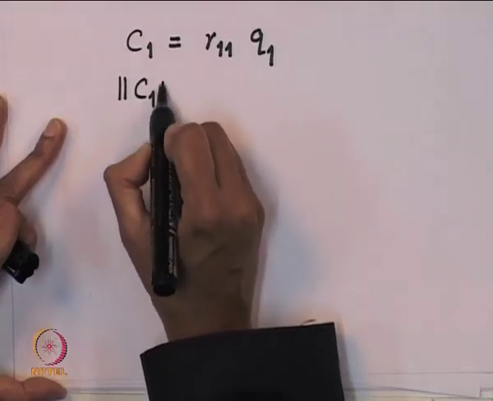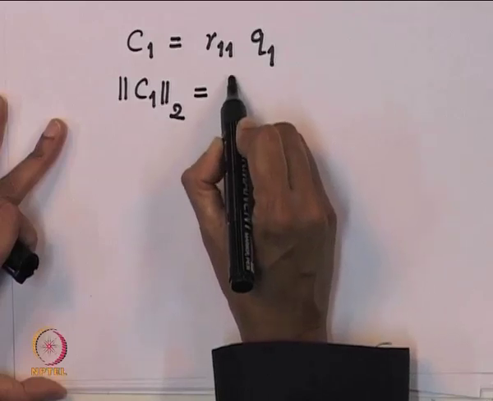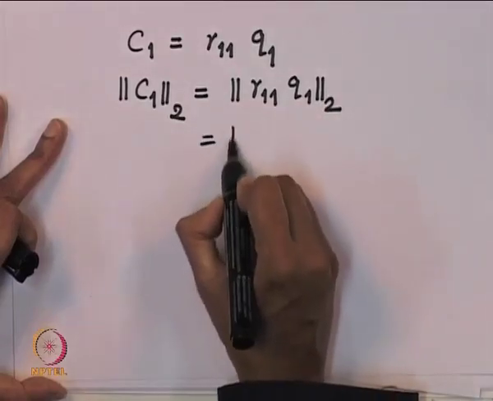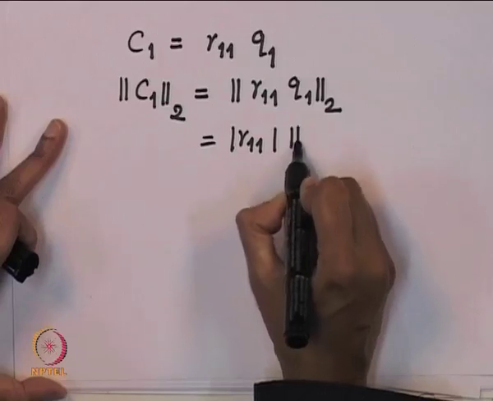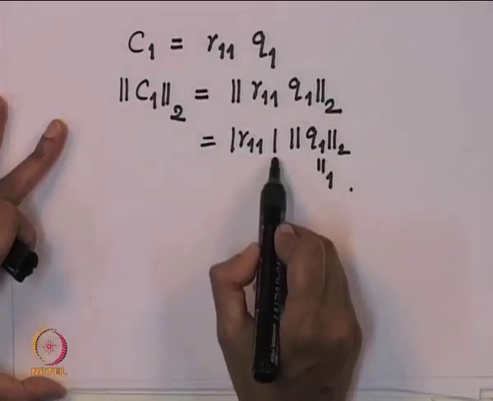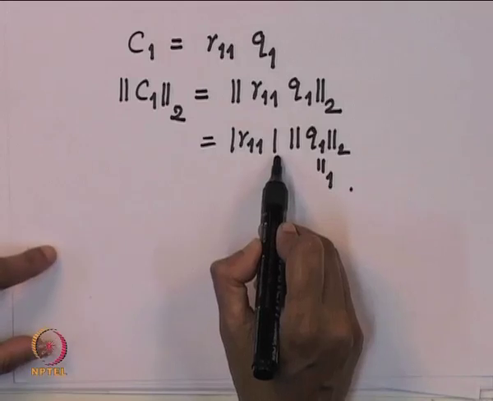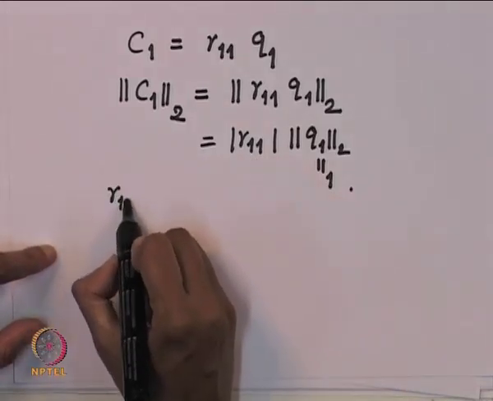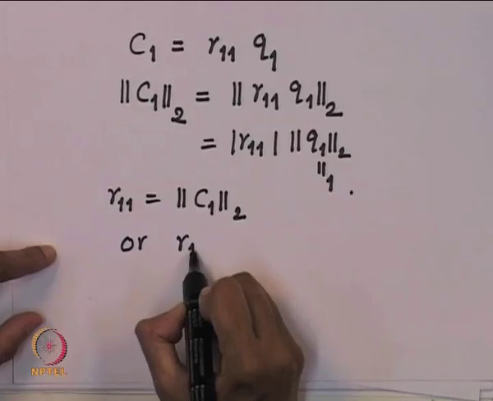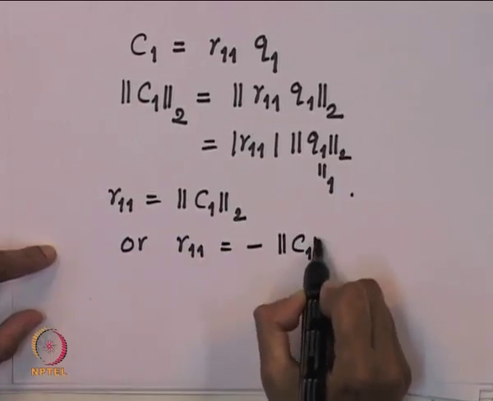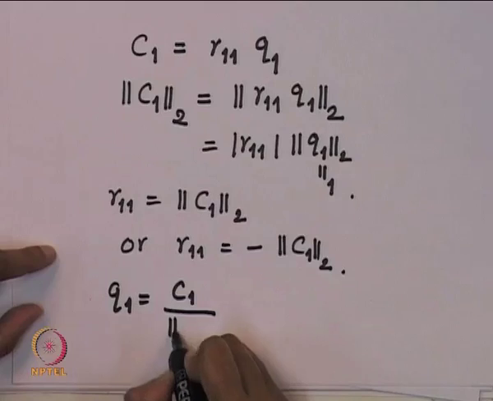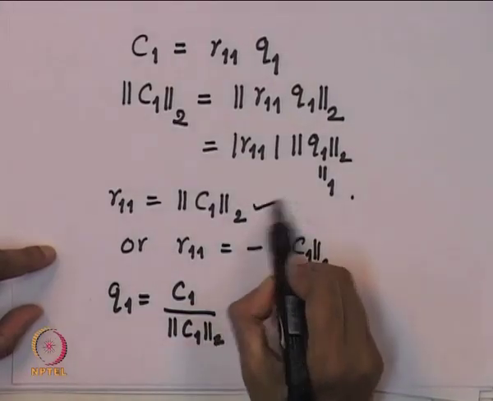So, norm of C 1, its 2 norm, is equal to norm of R 1 1 Q 1. So, this will be modulus of R11 and then 2 norm of Q1, and this is equal to 1. So, for modulus of R11, we have got choice. You can either choose R11 to be equal to norm of C1 or R11 is equal to minus norm of C1. So, you get Q1 to be equal to C1 divided by norm of C1 if you choose this.